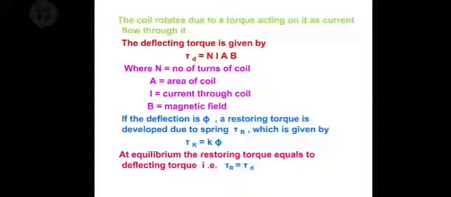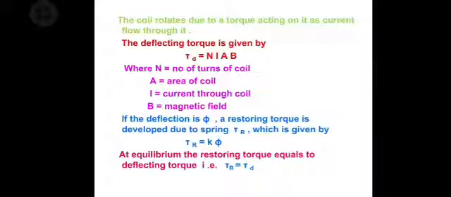Another torque is called a restoring torque. This restoring torque brings the pointer to its original position. As the spring is attached to it, it applies the restoring torque and brings the pointer to its original position. If the deflection is phi, then the restoring torque developed due to the spring, that is Tr, is given by the formula Tr = K phi.